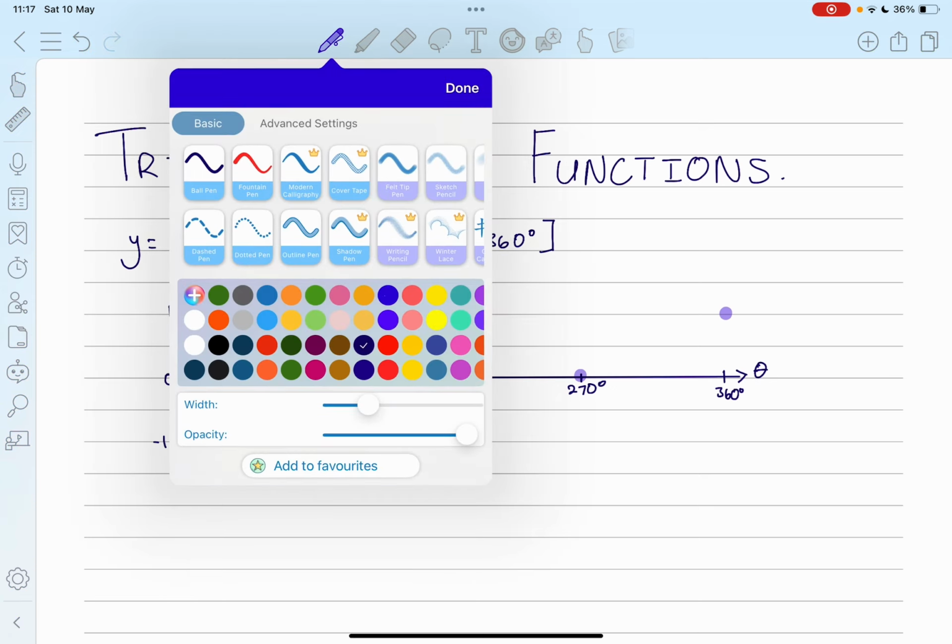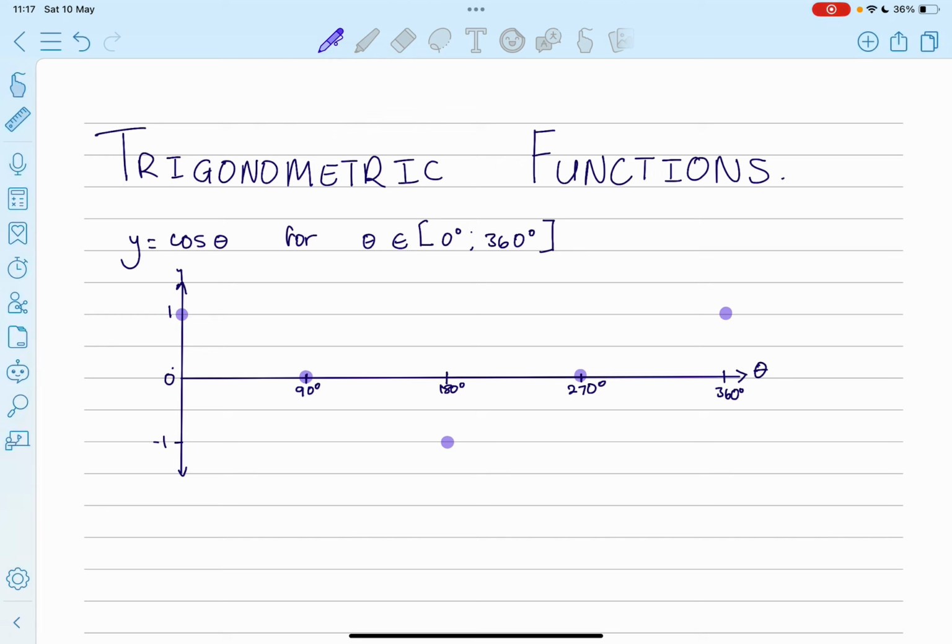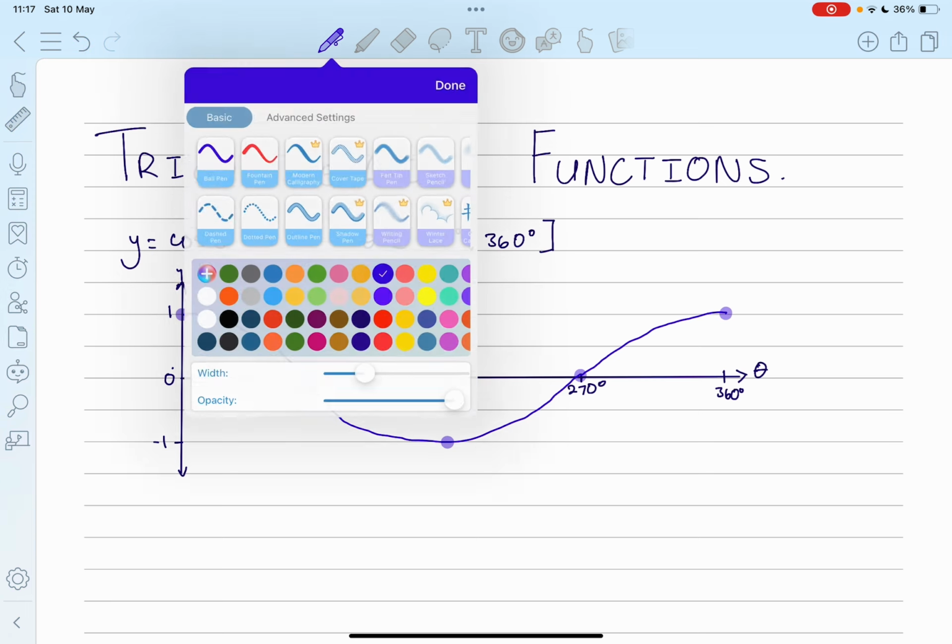Let me join them. I'm going to try my best to also draw a smooth curve. There we go. And then it continues down like that, then goes up, and then continues up until it reaches a positive 1. And there you go. This is the graph of y is equal to cos theta.